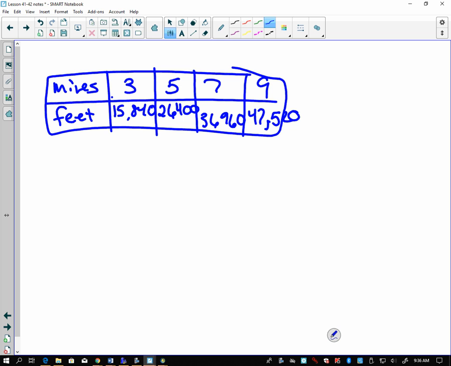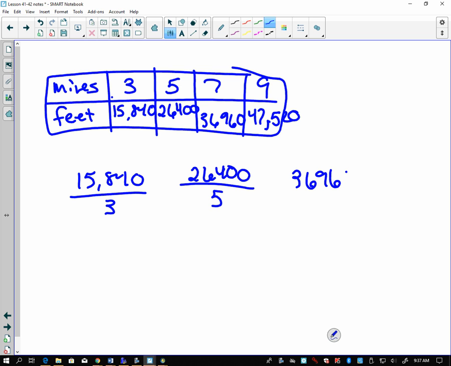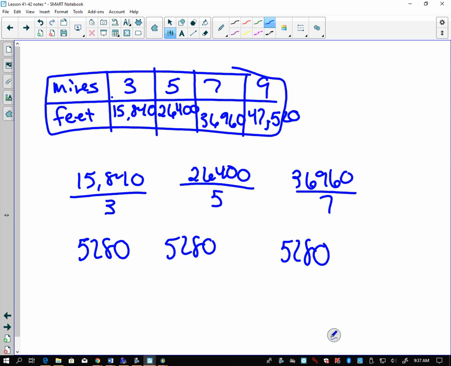Now, the answer to this question is fairly obvious if you know what the question is getting at, right? The rate of change is feet per mile. So if I do this as feet per mile, that's 15,840 over 3. That's 26,400 over 5. That's 36,960 divided by 7. Okay, well, what's 15,840 divided by 3? 5,280. What's 26,400 divided by 5? 5,280. What's 36,960 divided by 7? Could I go ahead and assume that 47,520 divided by 9 is probably 5,280? So what is my rate of change? All right, specifically feet per mile.